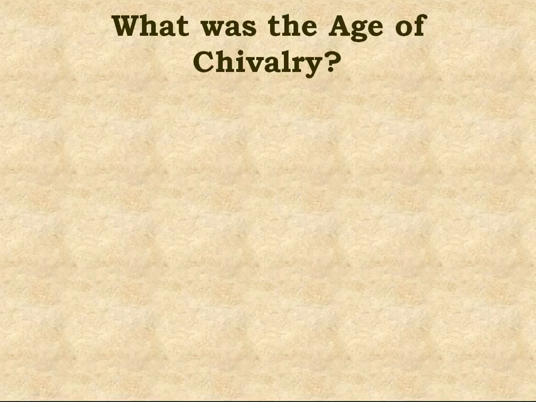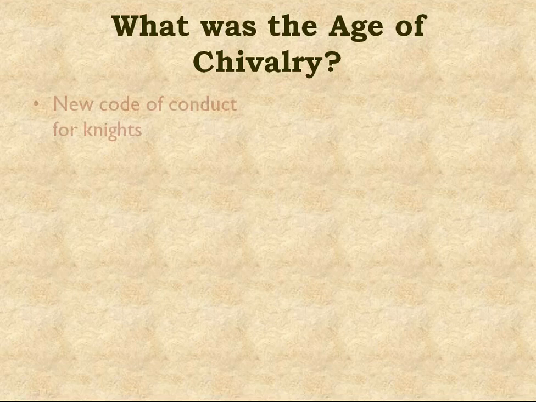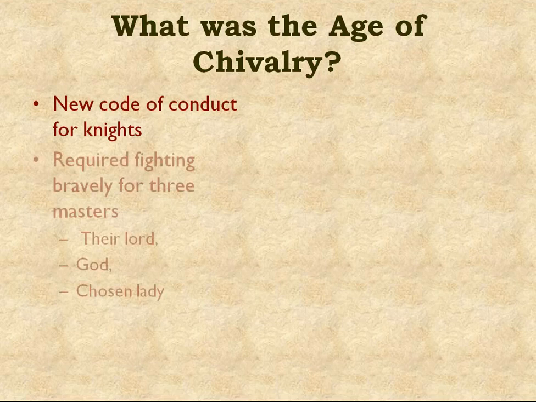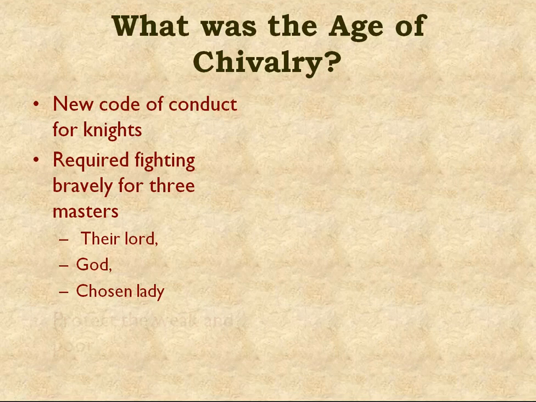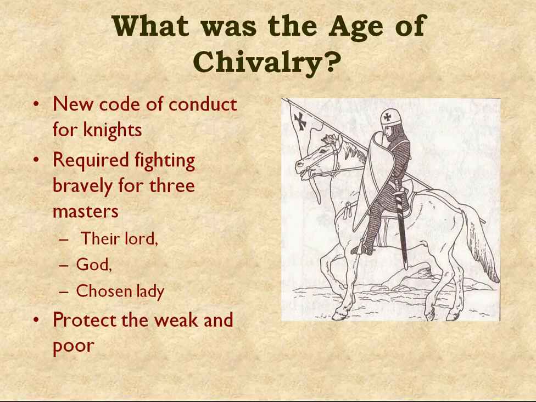So let's jump back a little bit to chivalry. Chivalry deals with the knighthood, and the idea of chivalry was a code of conduct for knights, and it required that they fight bravely for three masters: their lord, their god, and their chosen lady. These were the people that were out to protect the weak and the poor. Chivalry is oftentimes compared to the warrior class of Japanese feudalism, that is the samurai, and their code of conduct, Bushido.